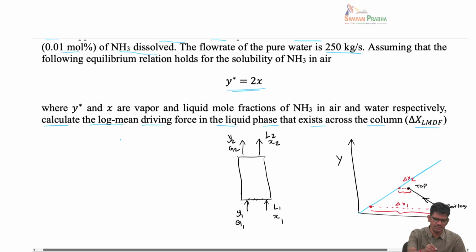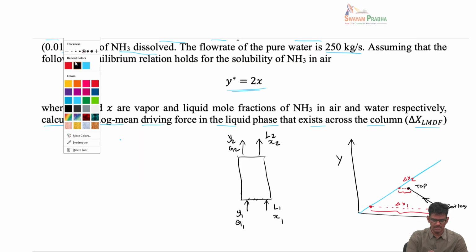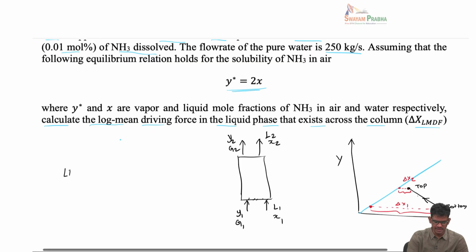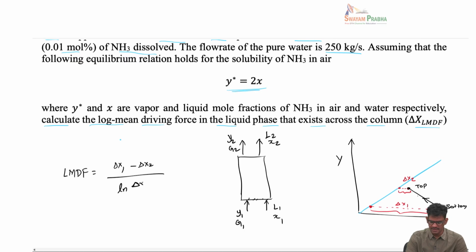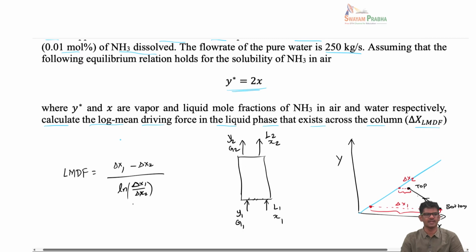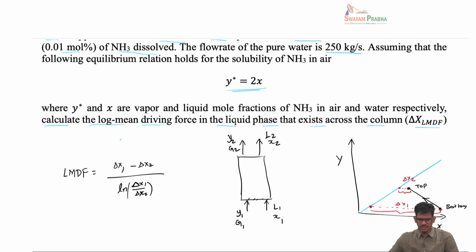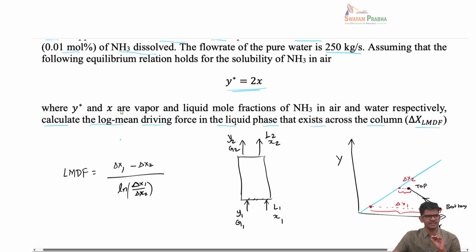Now the log mean driving force, LMDF, is basically delta x1 minus delta x2 over ln of delta x1 by delta x2. This is what we have to find out. If you look at this problem, all the things are given for you to find what is going to be the x2, y2.